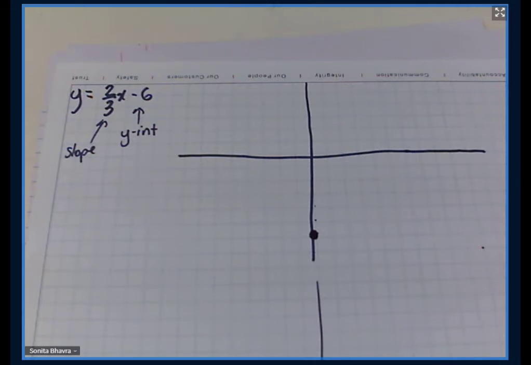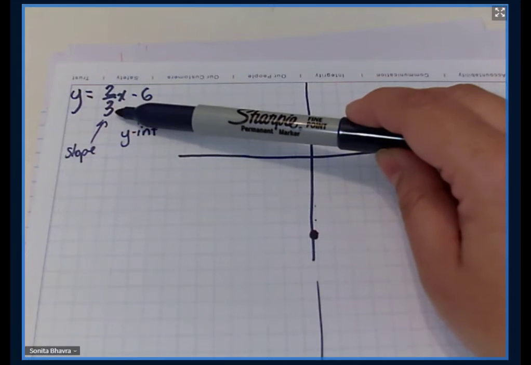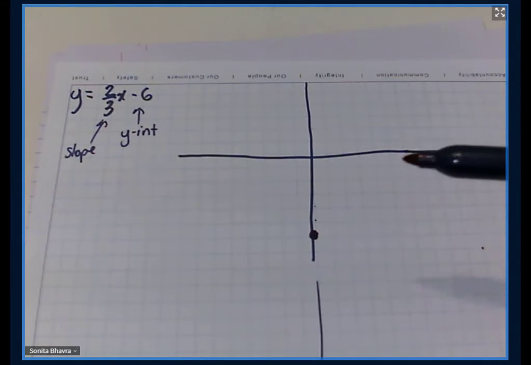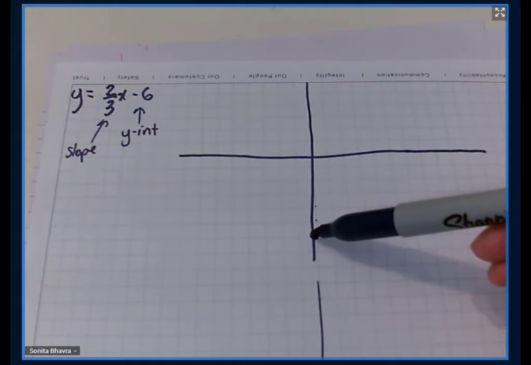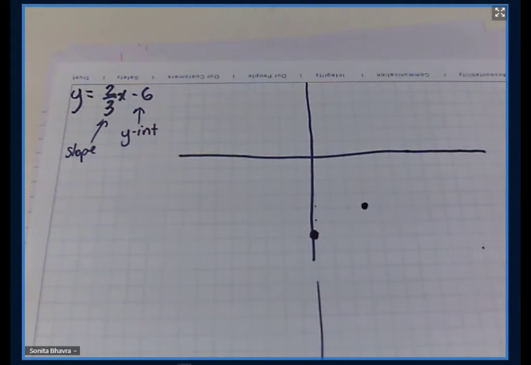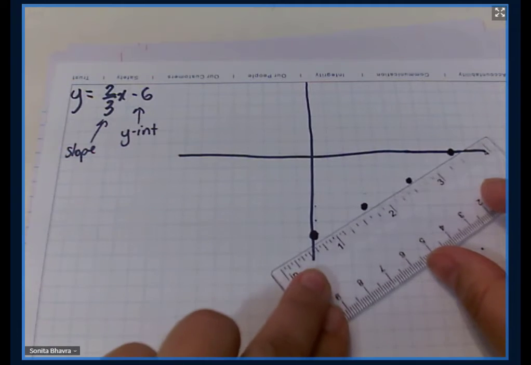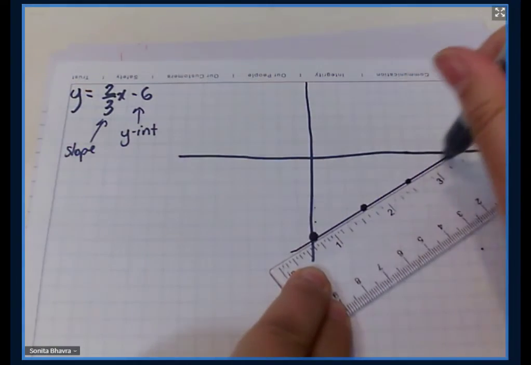Next, we have our slope. It's 2 over 3, meaning our rise is 2 and our run is 3. So up 2 and over 3. 1, 2, 1, 2, 3. There's our second point on the line. You can continue to make points up 2 over 3. Up 2 over 3. All right, and then you would just connect the dots, and you have your line.